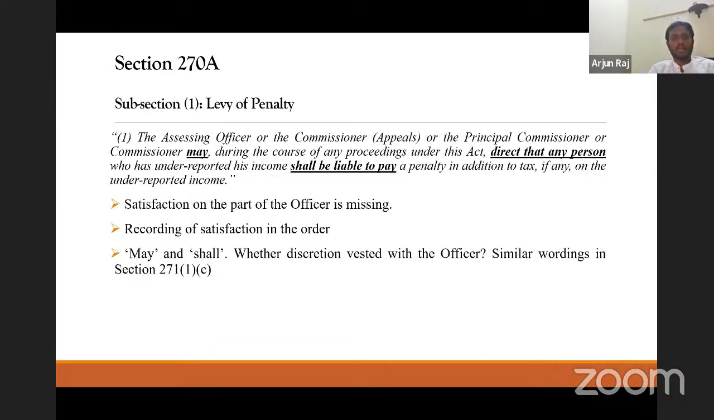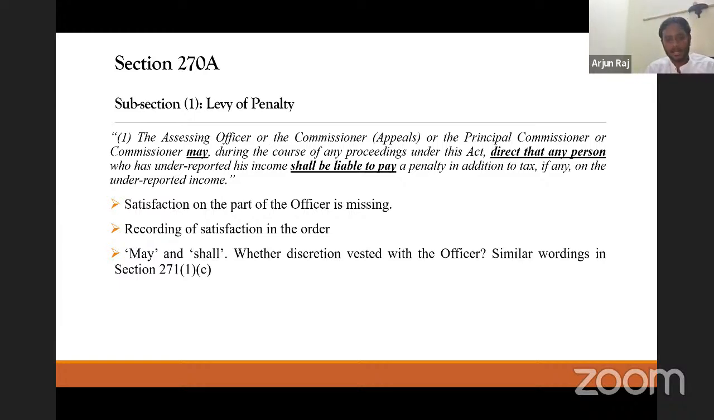Now, getting into subsection 1, the wordings used in 270A, subsection 1, are almost similar to 271(1)(c). Here also, the assessing officer, CIT or PCIT may direct, during the course of any proceedings under this Act, any person who has underreported his income to pay a penalty. So, first there is a discretion given in the form of 'may'. Once the assessing officer directs, then comes the levy of penalty and the assessee shall pay.